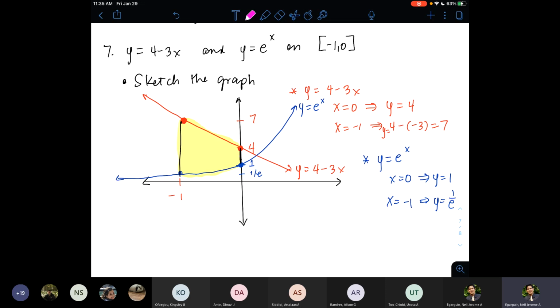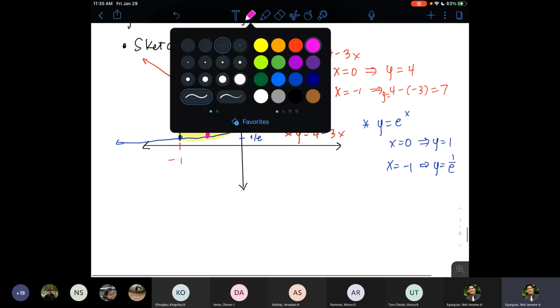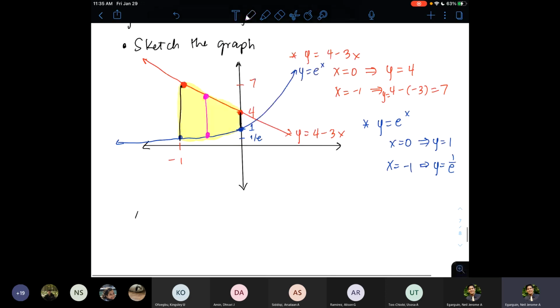But if I will use vertical strips, if I slide this to the left and to the right, I will always have the red function on top and the blue function at the bottom. So no need to split the integral up. So here, I will compute the area using vertical strips.